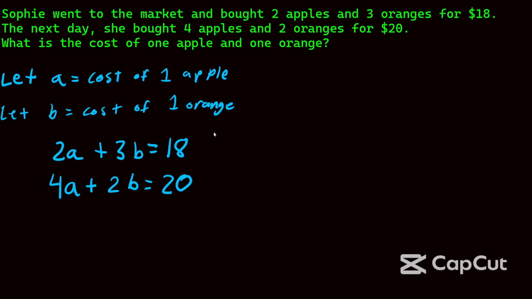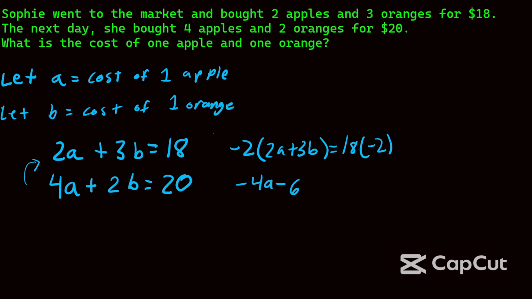Now, next step. We need to figure out a way to cancel out A or B. Okay? First thing I notice, I'm going to multiply this top equation by -2, so I get -4 and 4 top and bottom respectively. So -2 times 2a plus 3b equals 18 times -2. That's -4a minus 6b equals -36. Okay, great. Now we can put down my second equation. 4a plus 2b equals 20.